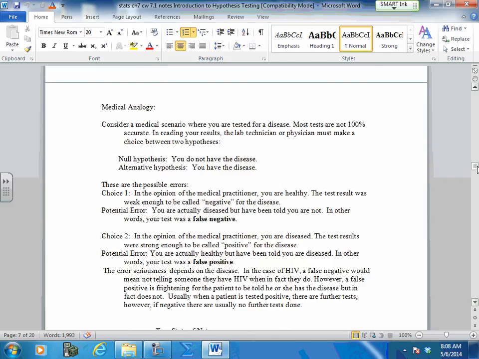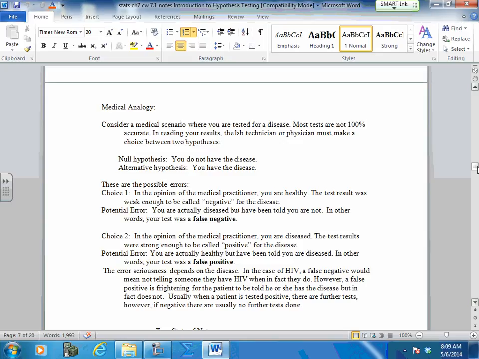This is the one I gave you guys? Yeah. Okay. Consider a medical scenario. You are tested for a disease. Most tests are not 100% accurate. In reading your results, the lab technician or physician must make a choice between two hypotheses. You do not have the disease, which is the null. You have the disease, which is the alternative. Just read it over for a minute, guys.